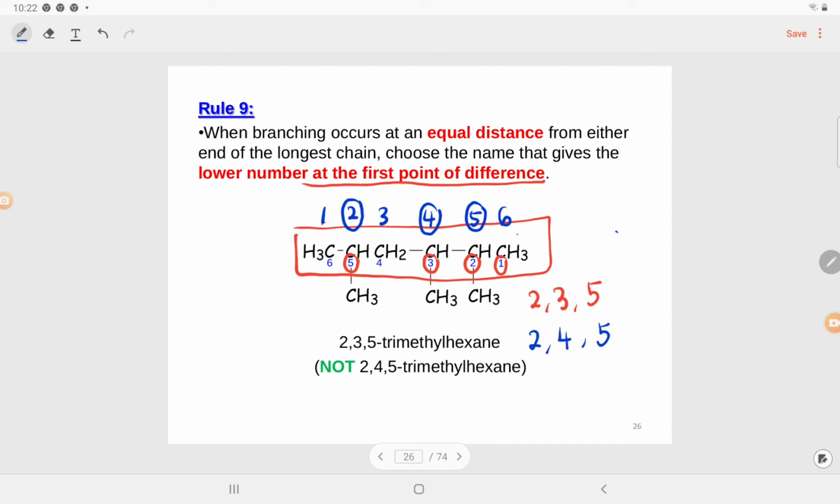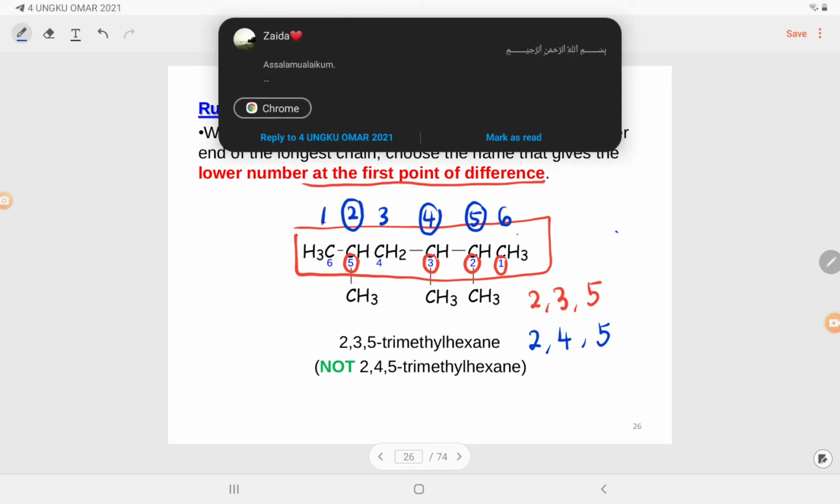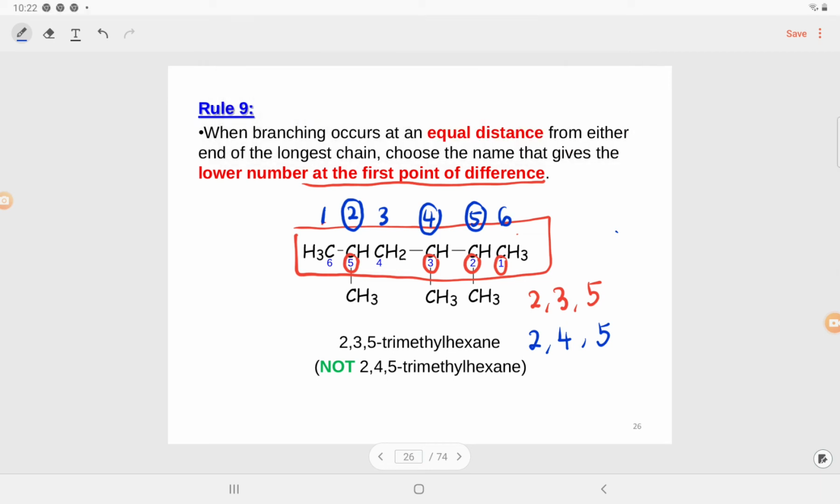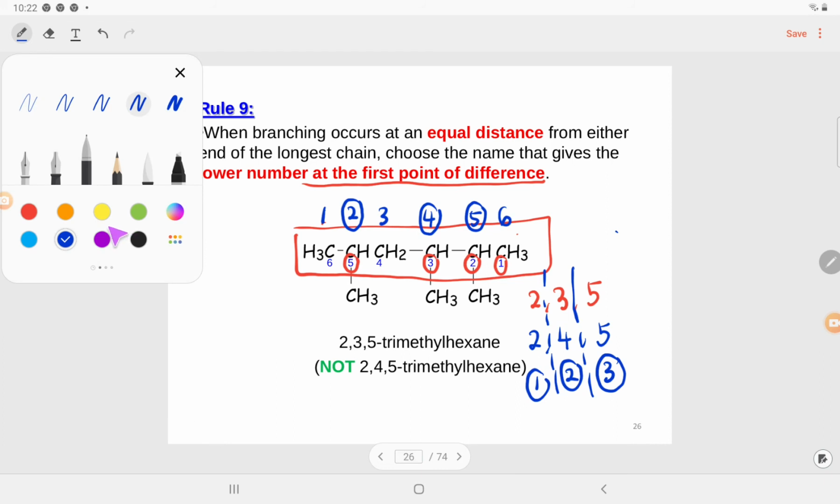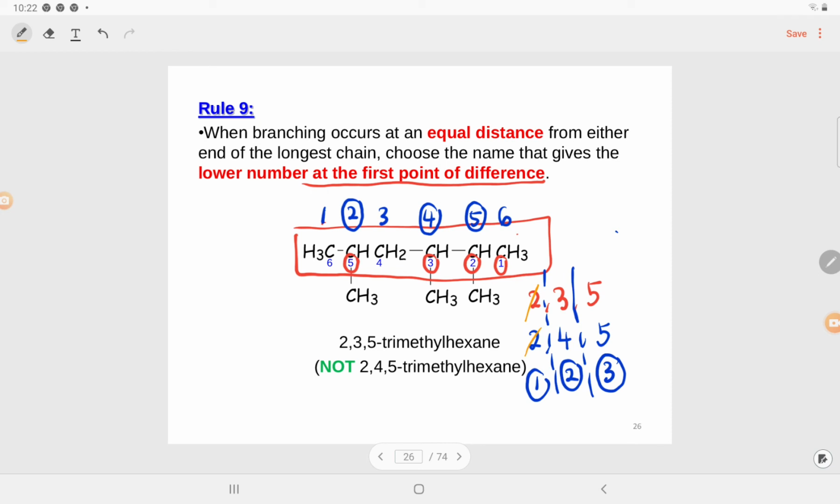So if the longest chain and numbering positions are the same, you must refer to the first point of difference. This is our first point, this is your second substituent point, and finally this is your third substituent group. So you must identify which number comes first. At position 1, the substituent cannot show a difference. But at position number 2, the first we find a difference is at location number 3. So for the numbering of the substituents, we can accept the red color here. We call this the first point of difference.